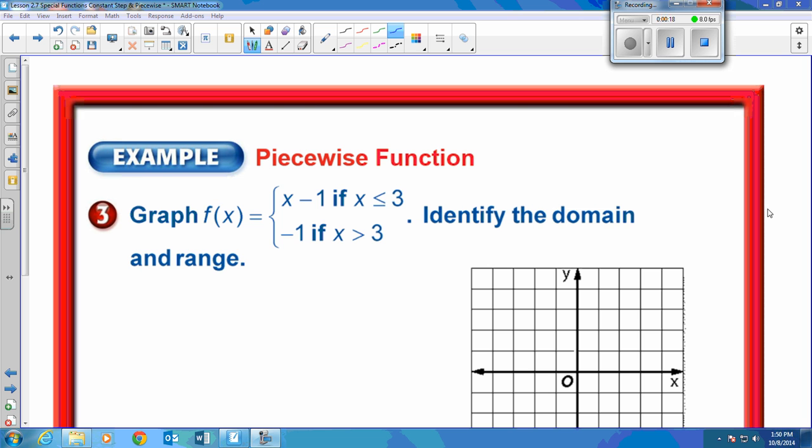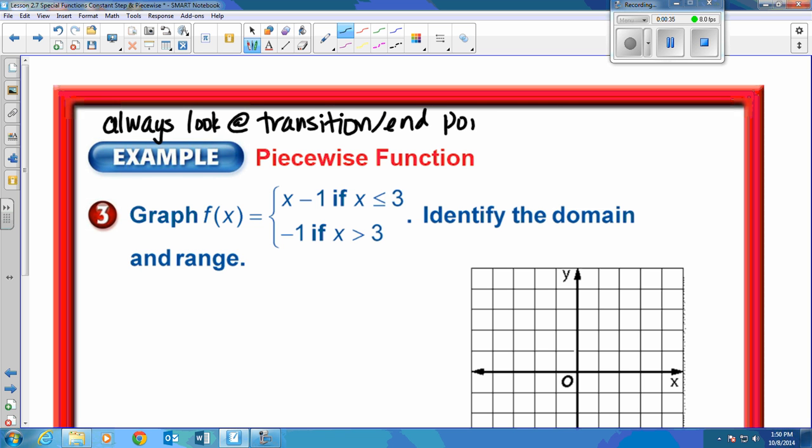You may want to make a little note to yourself, okay? Always look at, we could call them, transition points or endpoints. A little note to myself. So I always have to look at these, because 3 is where I switch from one function to a different function. If I'm less than 3, I use the top one. If I'm equal to 3, I use the top one. If I'm greater than 3, then I look at the bottom equation.